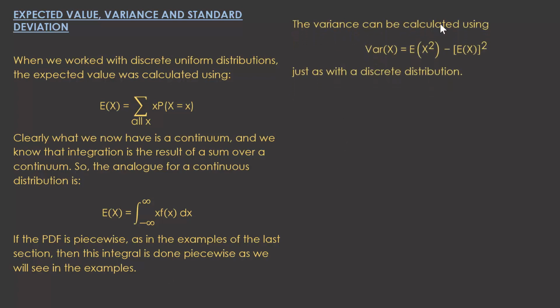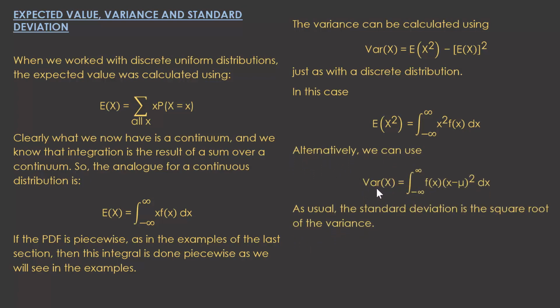The variance can be calculated using Var(x) is the expectation of x squared, take away the expectation of x, squared, just as with a discrete distribution. In this case, the expectation of x squared is the integral from negative infinity to infinity of x squared times f of x dx. And of course, that also has a direct analogue to the way it was calculated for a discrete distribution.